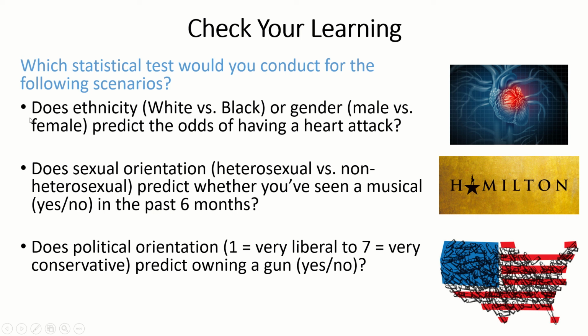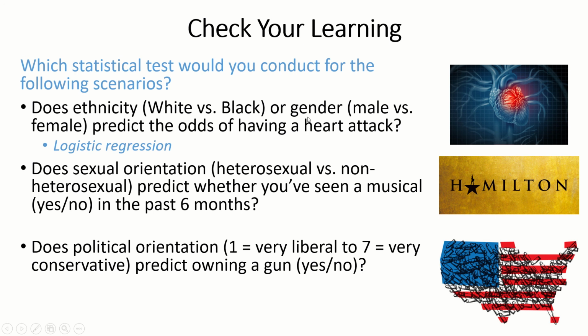Okay, so our questions here: does ethnicity, white versus black, or gender predict the odds of having a heart attack? Does sexual orientation, heterosexual versus non-heterosexual, predict whether you've seen a musical, yes or no, in the past 6 months? And then does political orientation, 1 very liberal to 7 very conservative, predict owning a gun, yes or no? Right. So the first one here, does ethnicity or gender predict the odds of having a heart attack? We should do a logistic regression because we have a categorical DV, the odds of having a heart attack, yes versus no here.